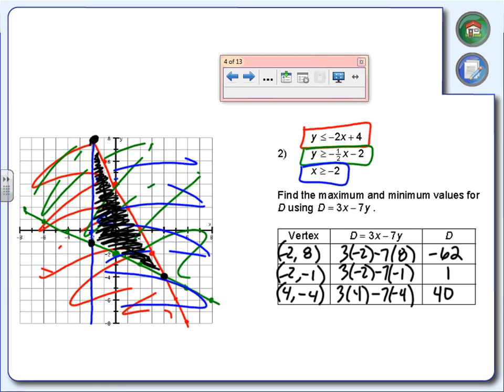Now what we're looking for is the maximum and the minimum. That's what we were asked to find. So let's start with the maximum. Now that we have the numbers, we got a -62, a 1, and a 40. Which one of those is the maximum? 40. It's the biggest number. Minimum. Now we're looking for the smallest number. The smallest number we have there is the -62. So we got our minimum and our maximum. All right, guys, this takes care of linear programming.